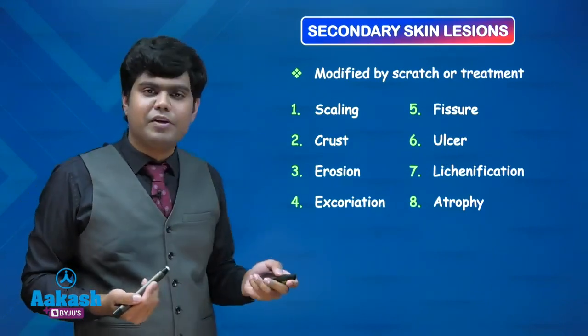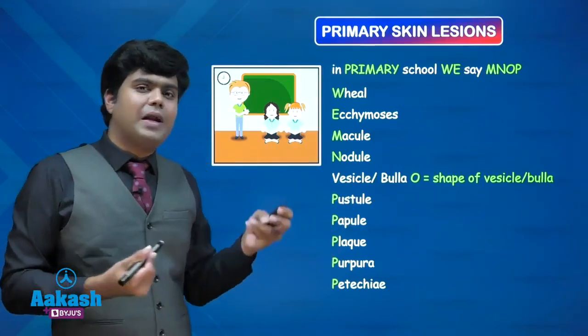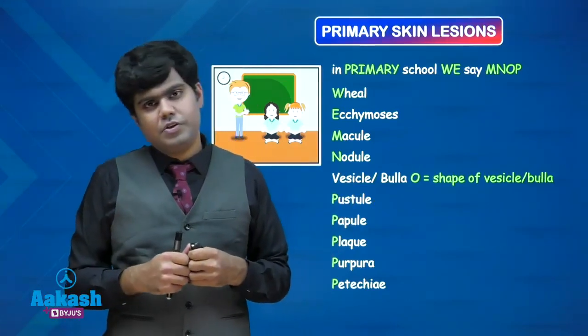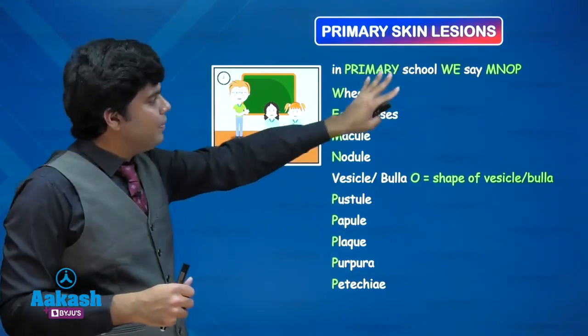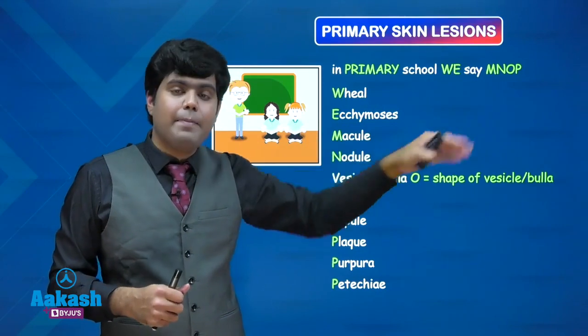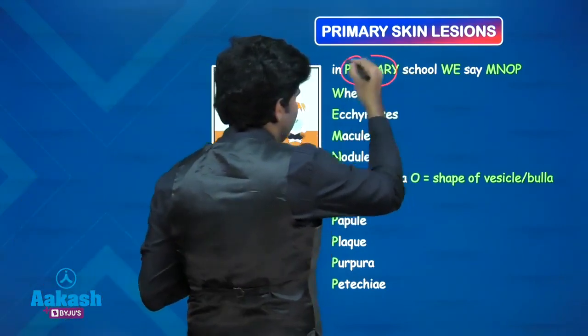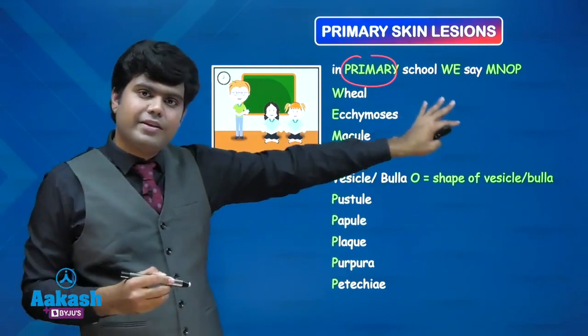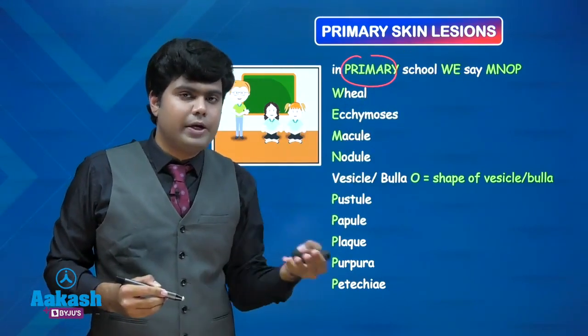Now we have got a wonderful mnemonic here. A mnemonic related to a primary school. In primary school we used to say A, B, C, D, E, F, G, H, I, J, K, L, M, N, O, P. So the mnemonic is the same. In primary school we say M, N, O, P. So primary is for primary skin lesions. So the mnemonic itself has the topic for which the mnemonic was made. So it becomes simple at the time of exam.